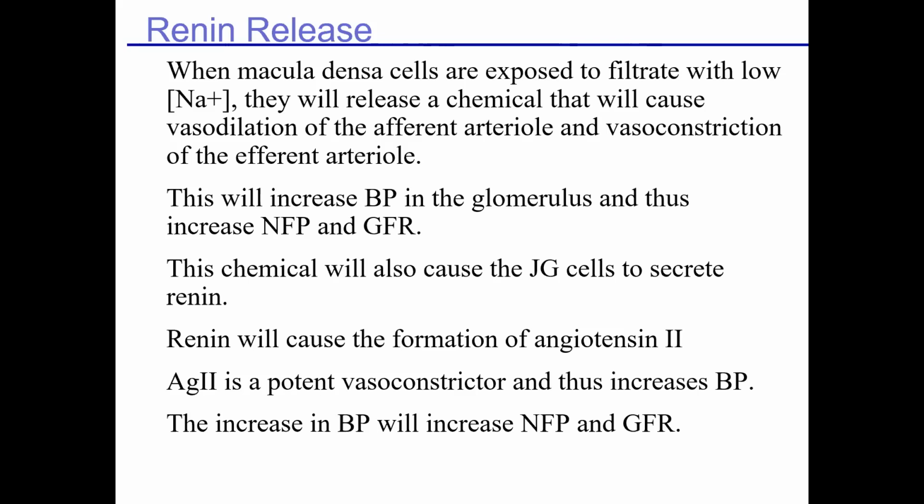Renin leads to the formation of angiotensin II. Renin converts angiotensinogen to angiotensin I, which is converted to angiotensin II. Angiotensin II is a systemic vasoconstrictor. We raise our overall blood pressure. And this causes our filtration pressure to come back up and our glomerular filtration rate to come back up to where it's supposed to be. All because we detected too little sodium in the filtrate. That's all we had to do.